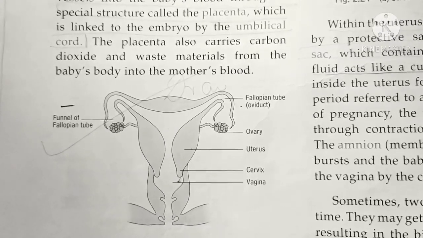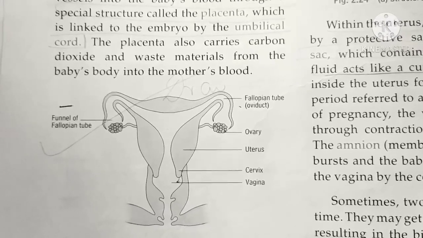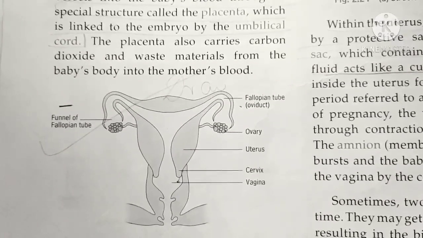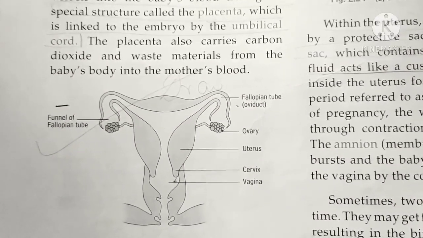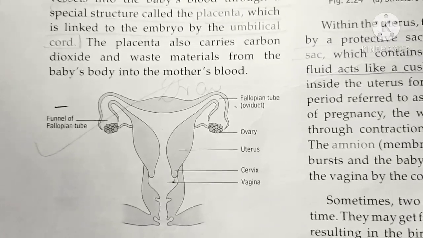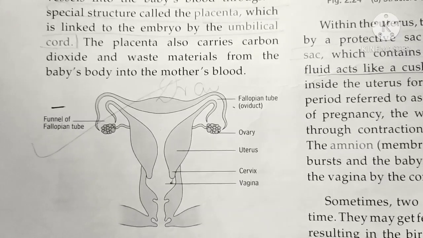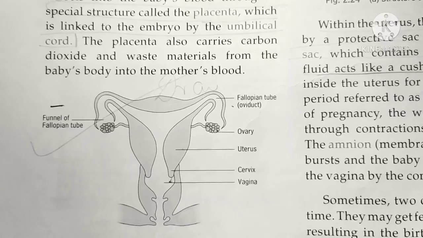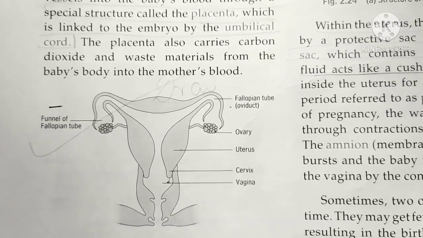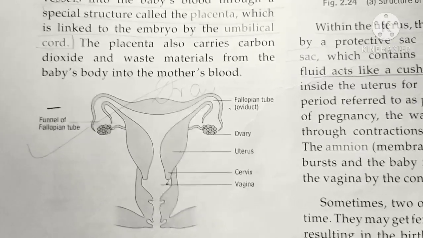Here is given the female reproductive system and it consists of a pair of ovaries, a pair of oviducts, as shown in the figure, a sac-like or pear-shaped uterus that is for the development and growth of the embryo, a vagina and vulva. These are the main parts of the female reproductive system.